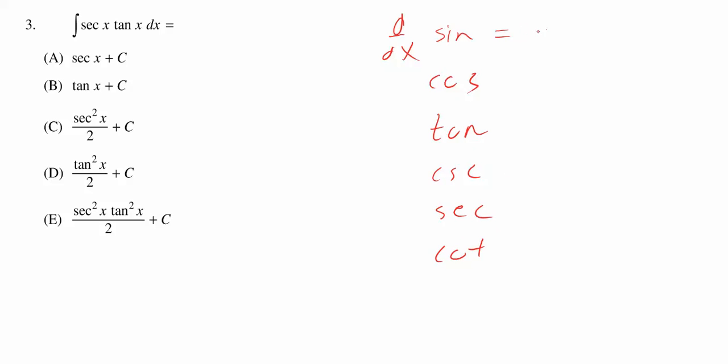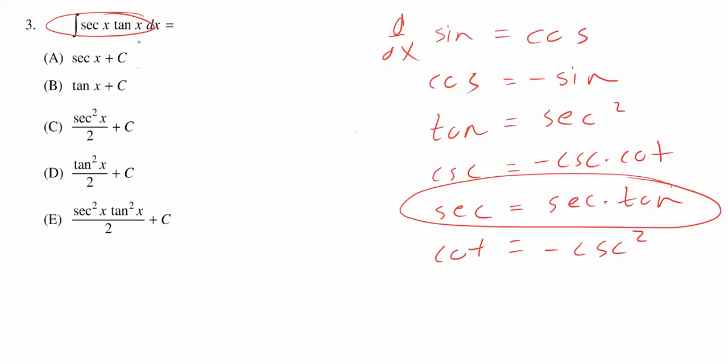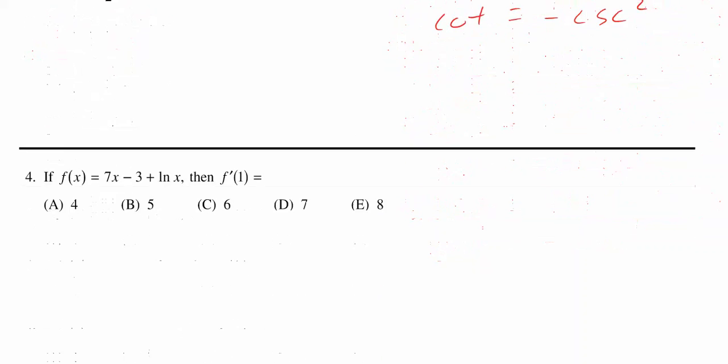Derivative of sine is cosine, derivative of cosine is negative sine, derivative of tangent is secant squared, derivative of cosecant is negative cosecant cotangent, derivative of secant is secant tangent, and derivative of cotangent is negative cosecant squared. Got to have those memorized, those 6 for sure. So secant tangent shows up right here. Its antiderivative should be secant plus c.